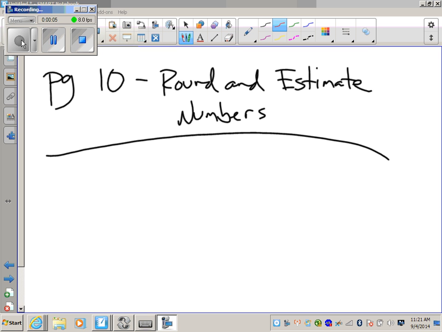Rounding is a method that we use when we estimate. Why do we estimate? What is estimating? Why do we do it?